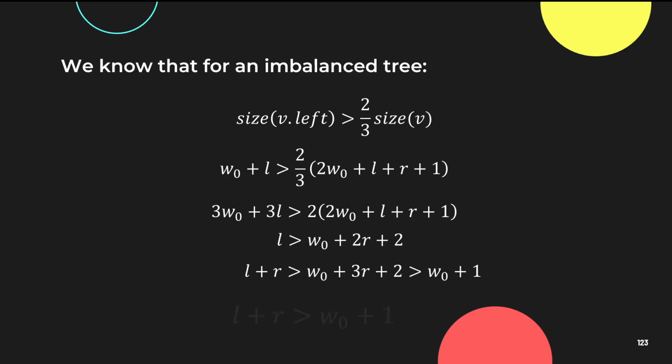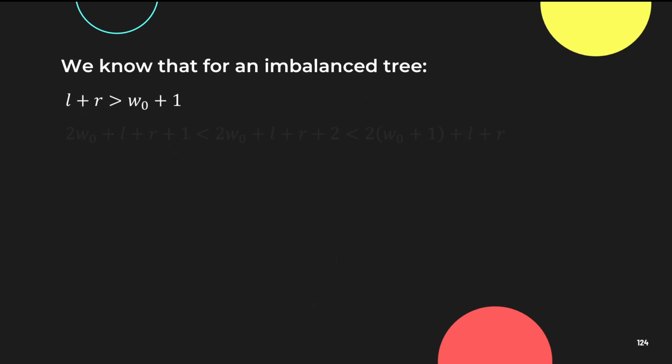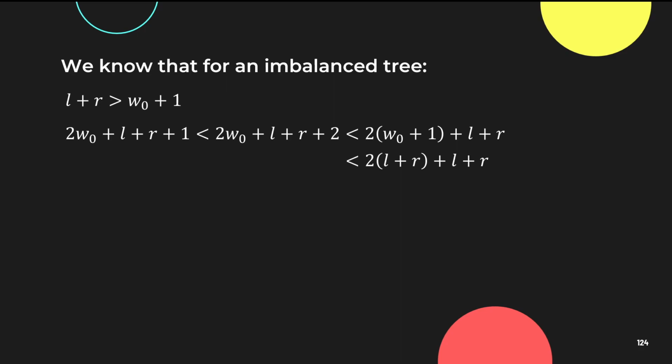Okay, why do I need this? Because I will need this for my second part here. So we know that this is your size just now, right? The size of your tree. Size of your tree, if I add 1, this should be lesser than. Okay? If I merge these two together, then I will get 2 times W0 plus 1, plus left plus right. And this should be equal to 2 times left plus right, plus left plus right.